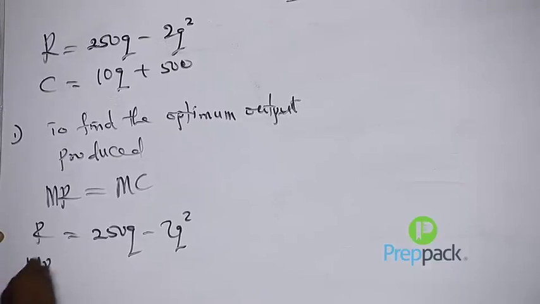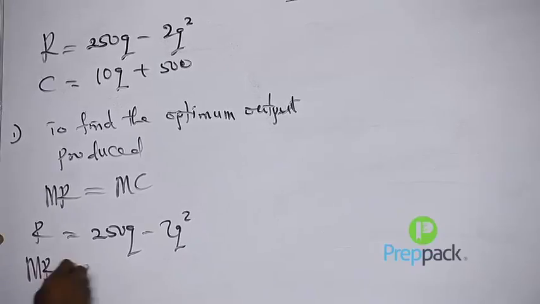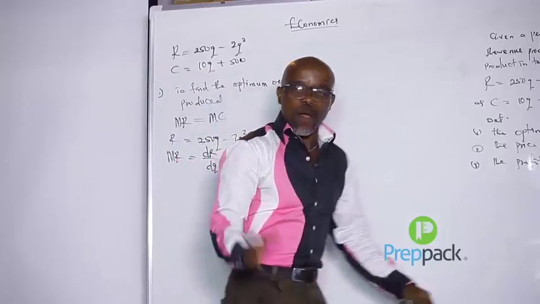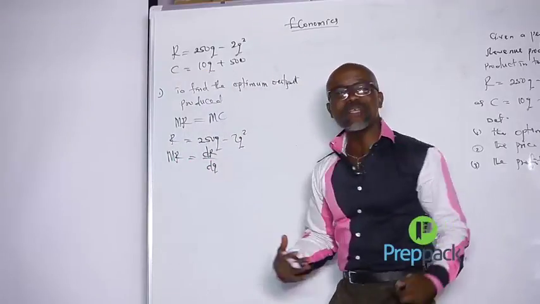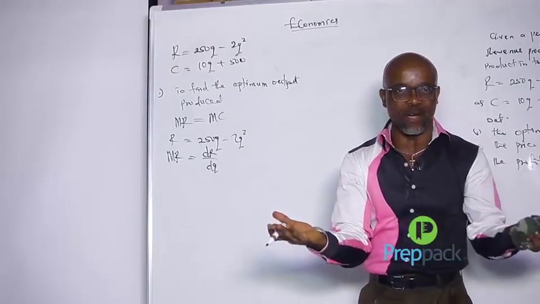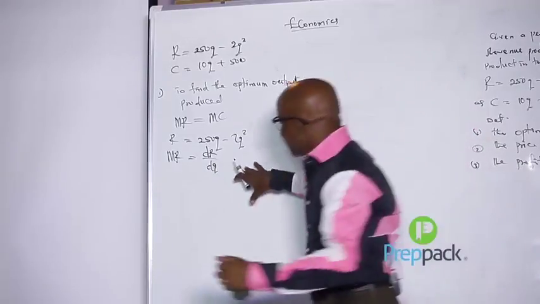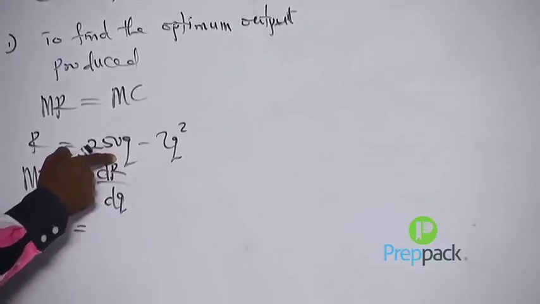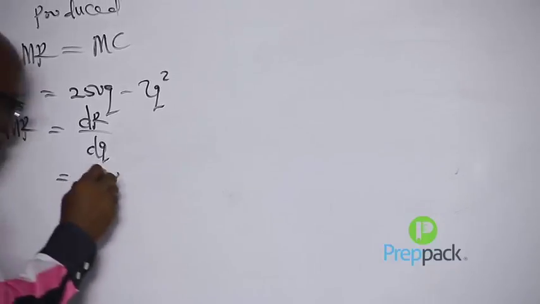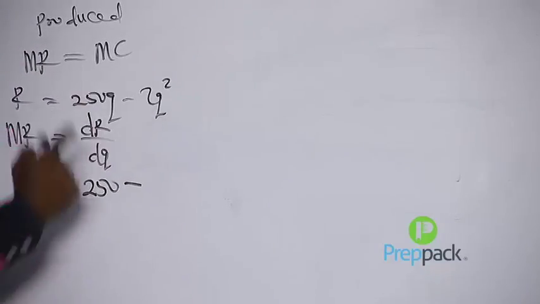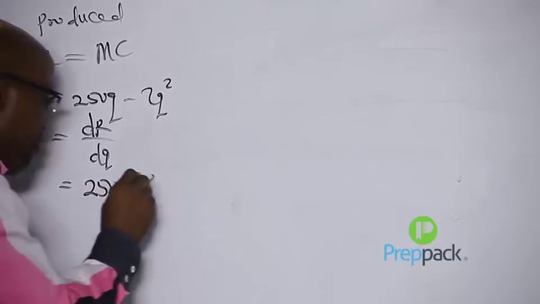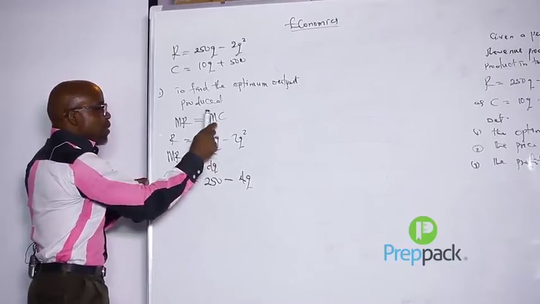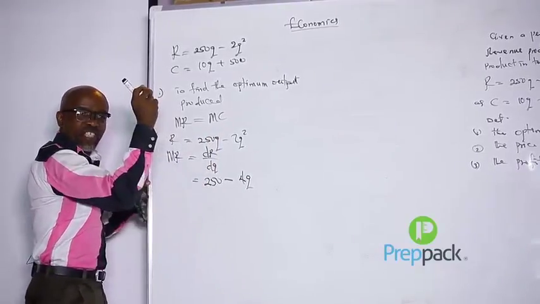Now I want to find the MR. Therefore, the MR, marginal revenue, is dR over dQ. You're already familiar with that. So that means dR over dQ means I'm differentiating. We've done this severally, and I know you understand what I'm doing. So in this case, I will differentiate. Differentiating 250Q turns to what? 250. Then minus 2Q squared, when you differentiate, gives you 4Q. You know how I get that, right? Of course, this is power 1. 1 times 250 gives me 250. The Q vanished.